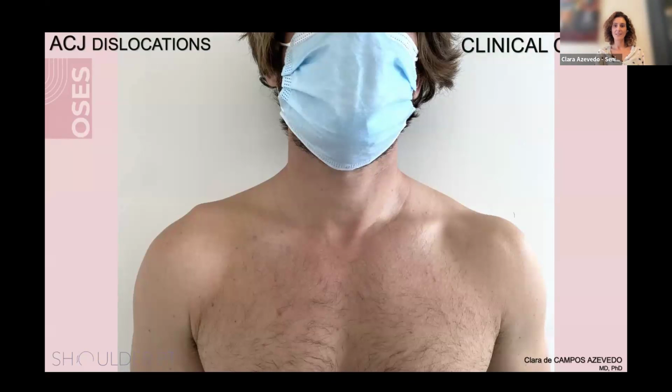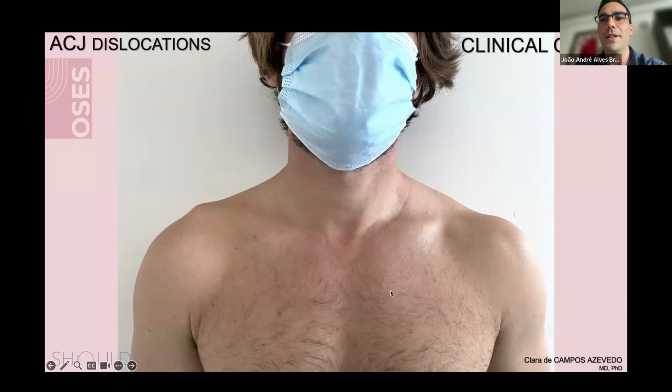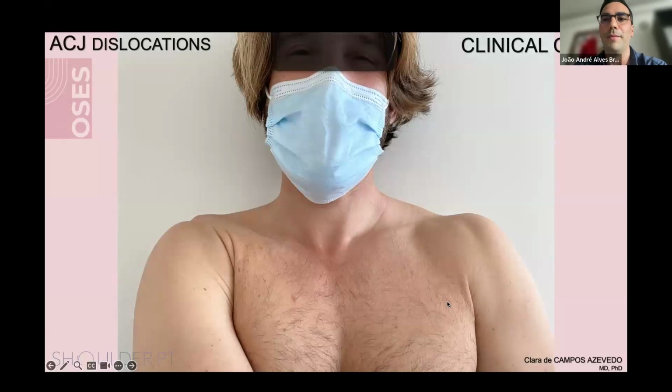So what do you think, just by looking at his shoulder, João, the Portuguese guy? So he has a deformity of the right shoulder with a drop of his scapula and a prominence of his clavicle. So I believe he has an acromioclavicular injury, and I would like to see him moving his arms and see how his scapula behaves.